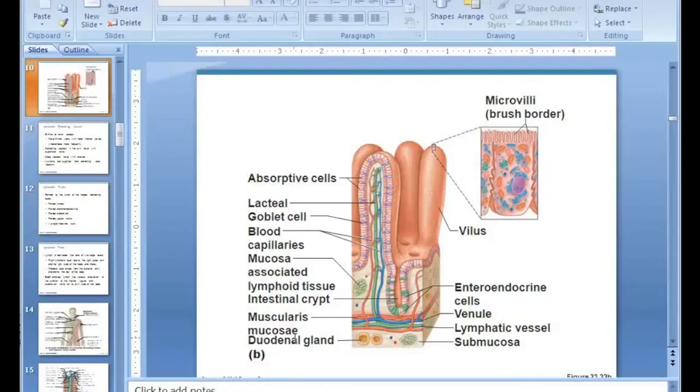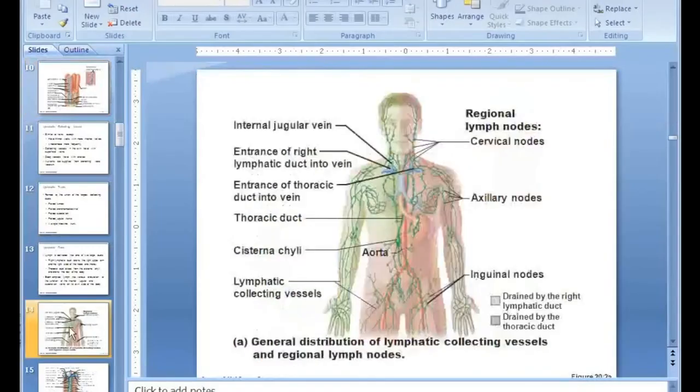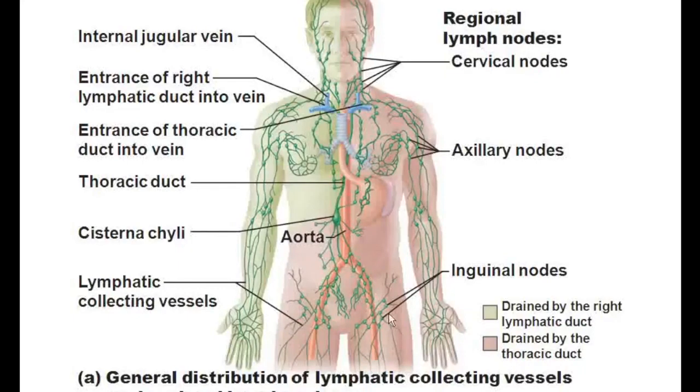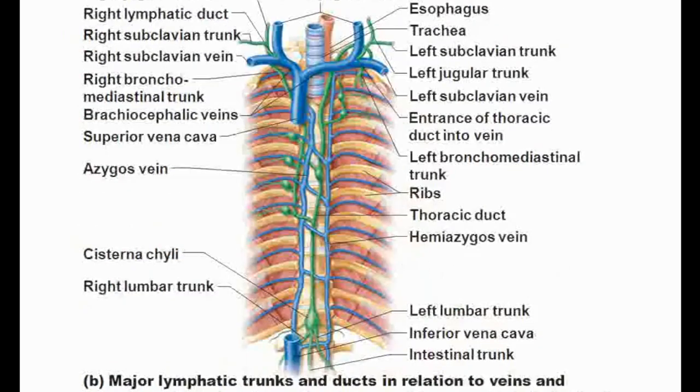Well, where does that fat go? It goes where all the other lymphatic vessels go, and it travels up through here, and it eventually goes back to your veins, specifically the subclavian veins. The subclavian veins is where all lymphatic fluid returns to the circulation. Through what veins? Subclavian veins.